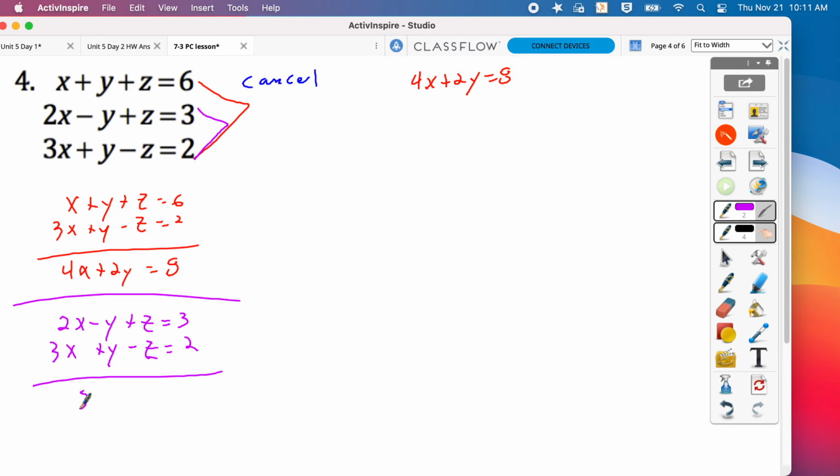I eliminate, oh, my y's cancel, my z's cancel. So I get the equation 5x equals 5, which is good because now I know that one of the values of my coordinate is going to be an x value of 1. So that was a good one because something good happened for me.